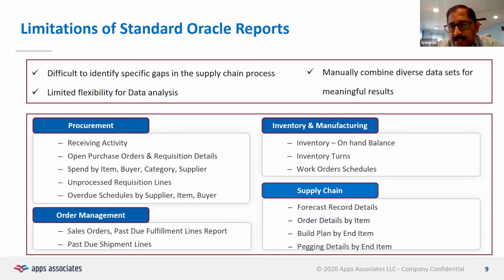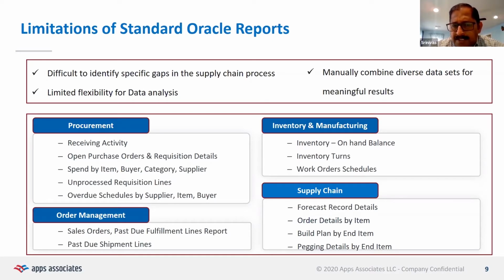And then if you look at the inventory side, obviously you have the on-hand balance that is available. Inventory turns, we talked about it, and how we still have challenges using that in today's environment. And then the work order schedules, which help us understand when the work orders would be completed and when we would have the completed finished goods available in stock.